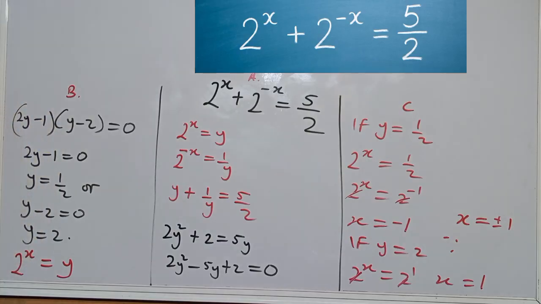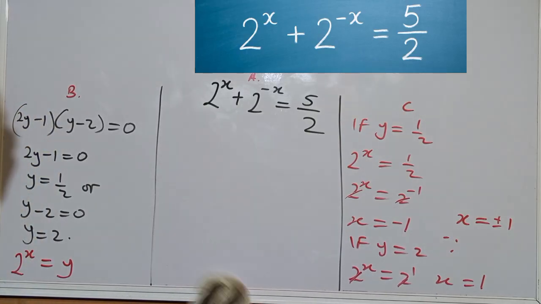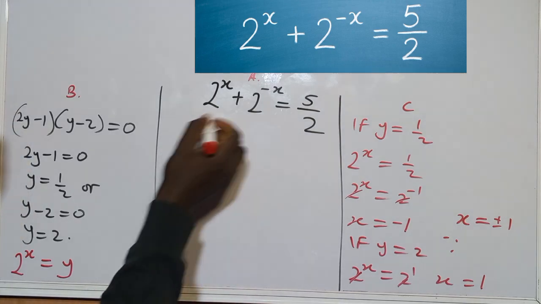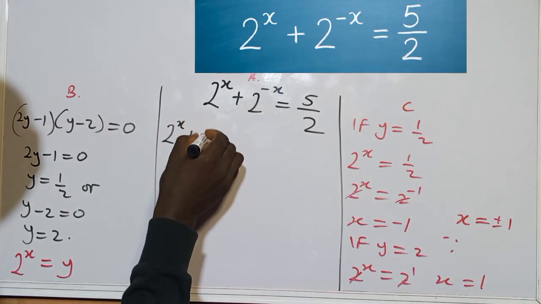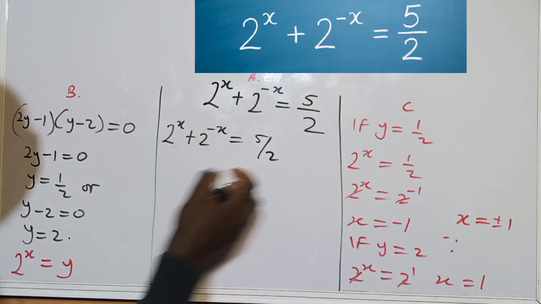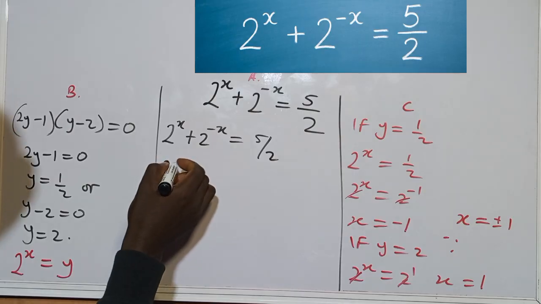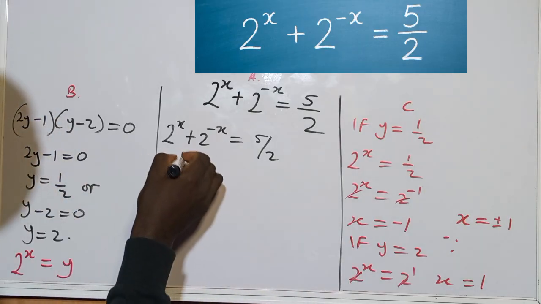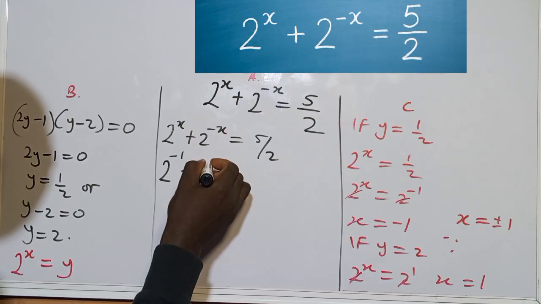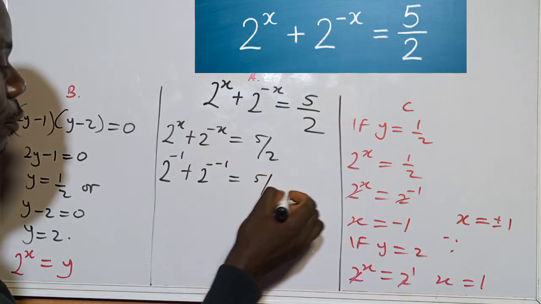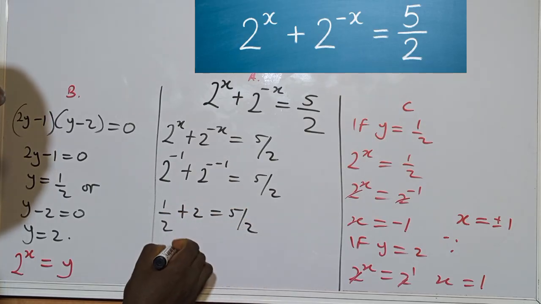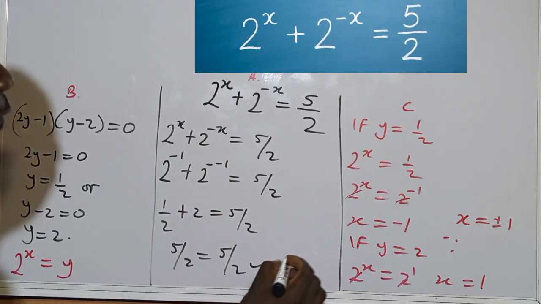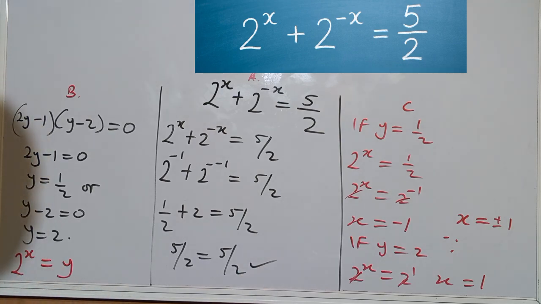Now, let's verify whether our answers are valid. From here, 2 raised to power s plus 2 raised to power minus s is equal to 5 over 2. When s is minus 1, 2 raised to power minus 1 plus 2 raised to power 1 is equal to 5 over 2. 1 over 2 plus 2 is equal to 5 over 2. 5 over 2 is equal to 5 over 2. Verified. So the value s equal to minus 1 is correct.